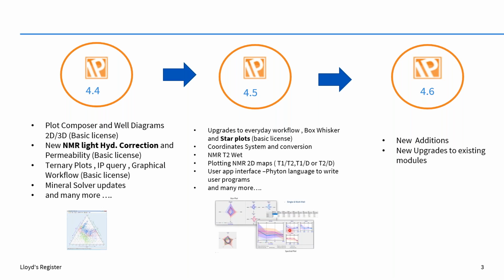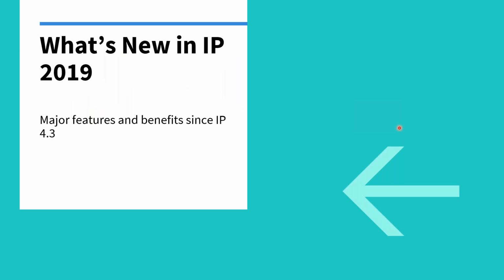You can also see the data in a spectral plot, which is what you see here down the bottom. It displays the same data that the star plot is displaying, but in a spectral manner. So now let's see what's in IP 2019.